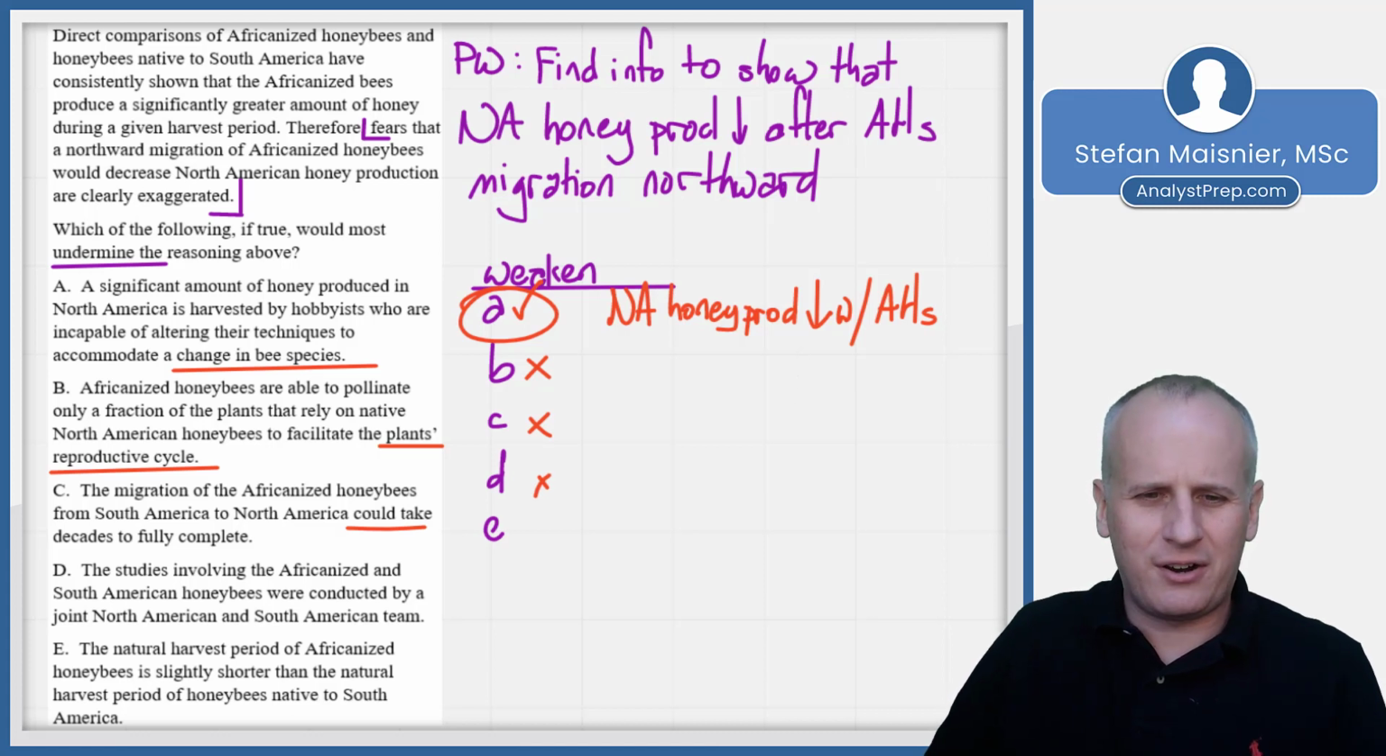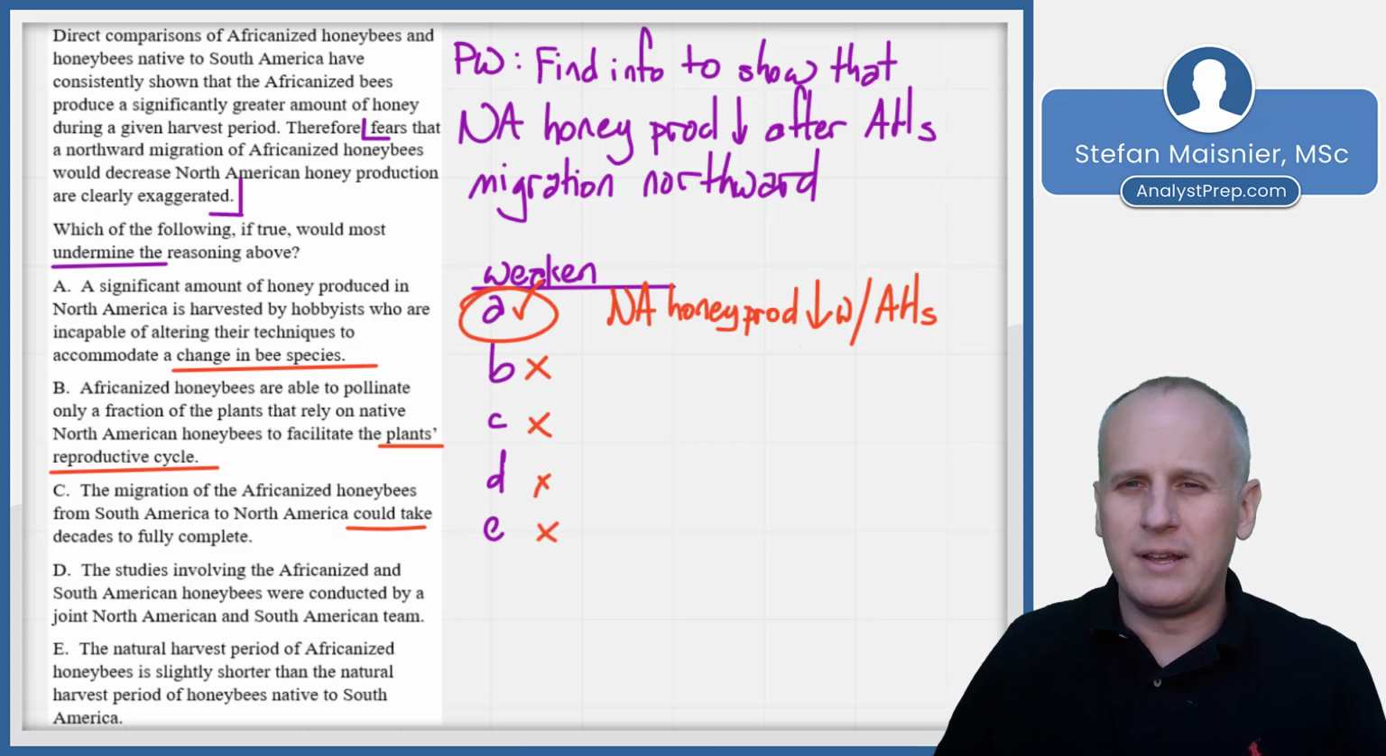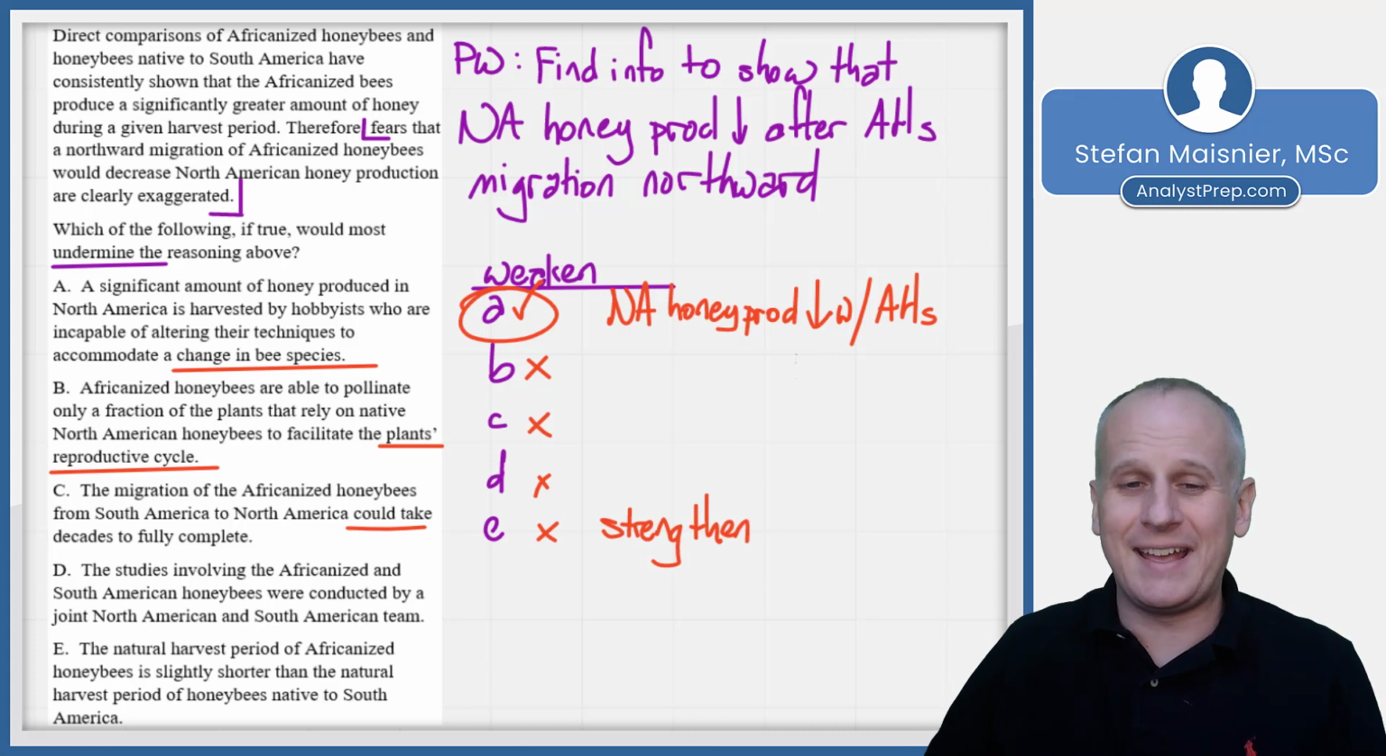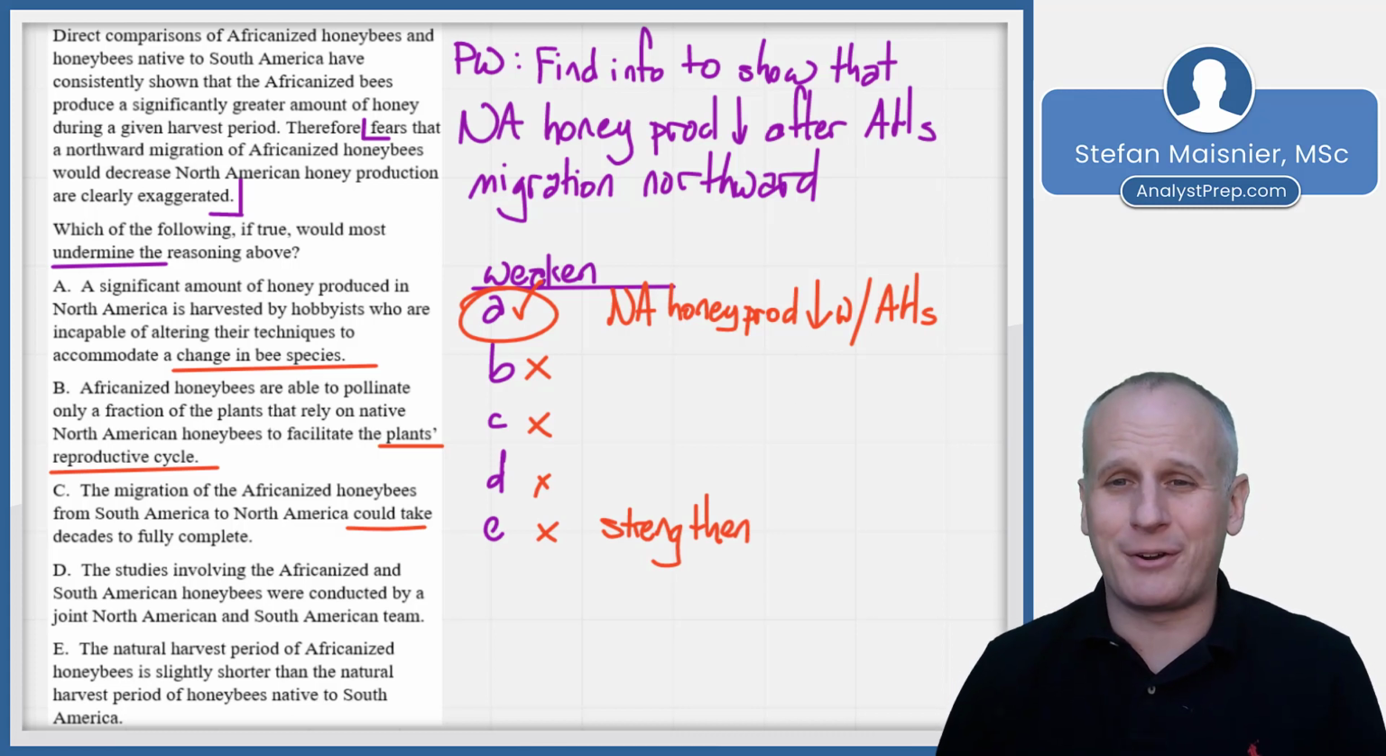And the natural harvest period of Africanized honeybees is slightly shorter than the natural harvest period of honeybees native to South America. Well, that makes it seem like the Africanized honeybees are even more efficient. So that too can be eliminated as something that would strengthen, not accomplish the task of weakening. And for that reason, choice A would be our correct answer here. So go ahead and practice your own weaken tasks for critical reasoning questions to get better at this aspect of the verbal section.